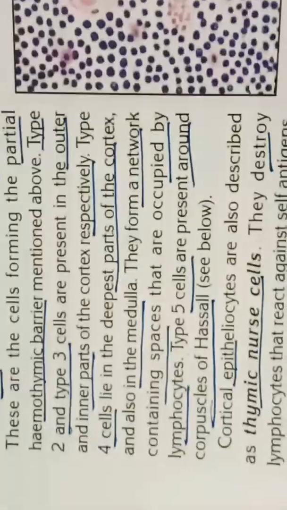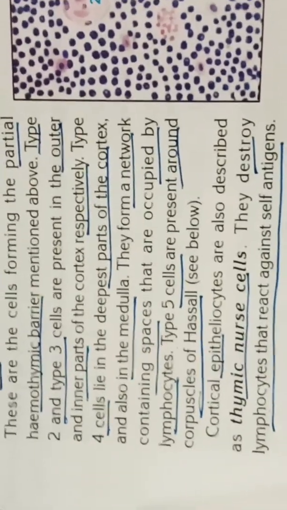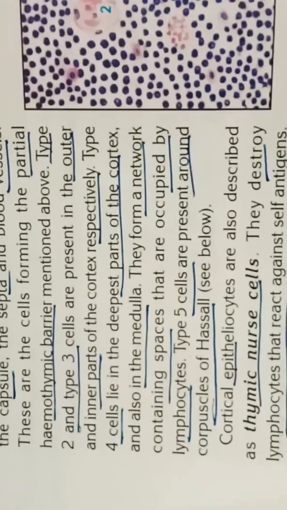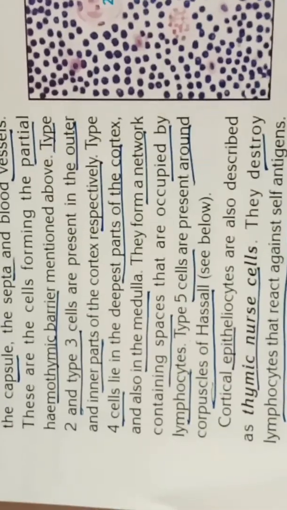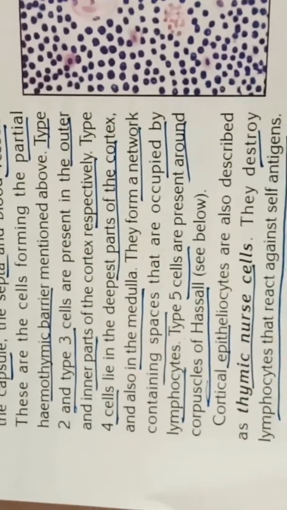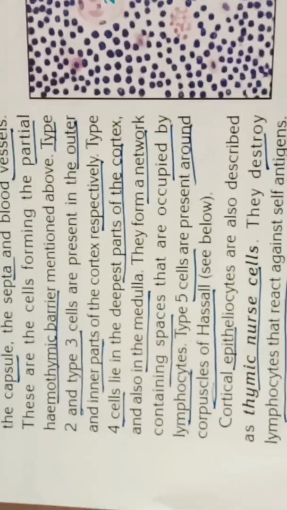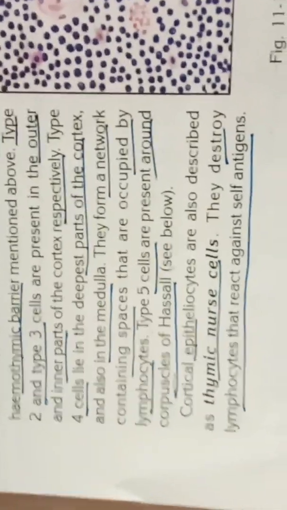There are different types of epitheliocytes. Type 1 epitheliocytes are present in the inner aspect of the capsule and also septa and blood vessels, and they also act as a partial hemothymic barrier. Type 2 and type 3 are present in the outer and inner part of the cortex. Type 4 are present in the deeper part of the cortex, also in the medulla. They form continuous spaces occupied by lymphocytes, as we already discussed, but we didn't discuss the types, so now we are discussing.